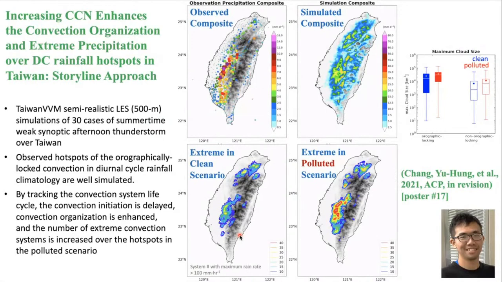So here my student Zhang Yuhong is carrying out these studies focusing on the summertime weak synoptic conditions of afternoon thunderstorms over Taiwan.